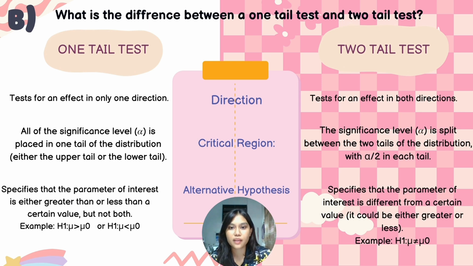For the alternative hypothesis, a one-tailed test specifies that the parameter of interest is either greater than or less than a certain value but not both, while a two-tailed test specifies that the parameter of interest is different from a certain value. It could be greater or less.